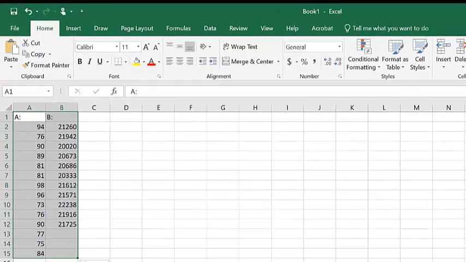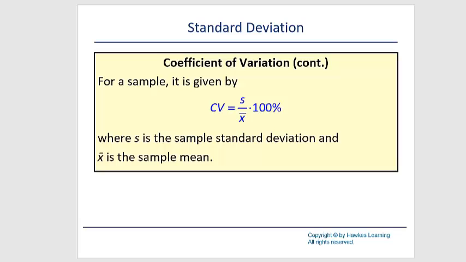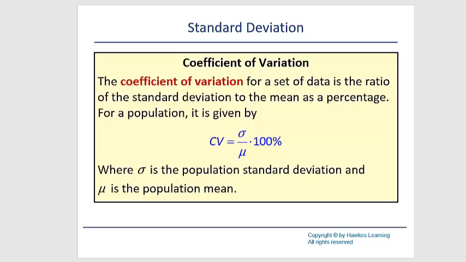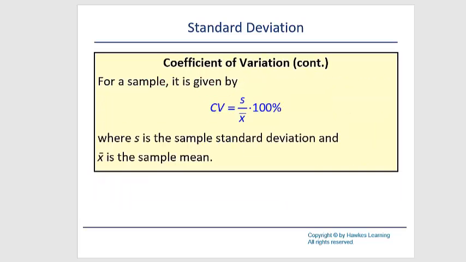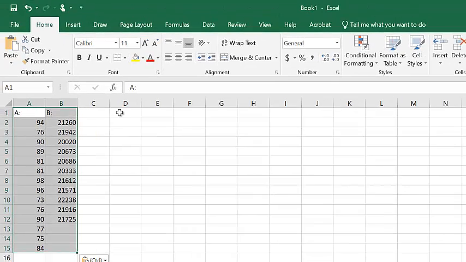Now if you remember here for the CV, we need the standard deviation divided by the mean, and then we're going to multiply that by 100%. Or if we have a sample, do the same thing, take the sample standard deviation divided by the sample mean and multiply it by 100. So to figure out which of these two I'm going to use, sample or population, we need to read in our problem. So let me make a little chart here.